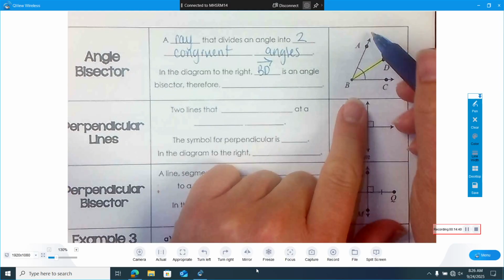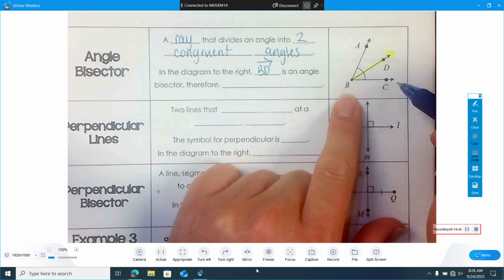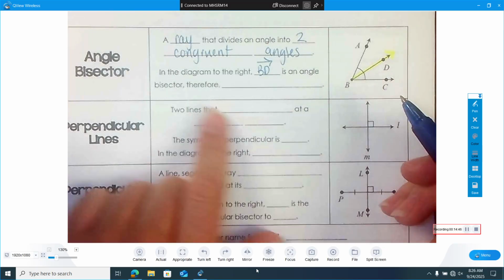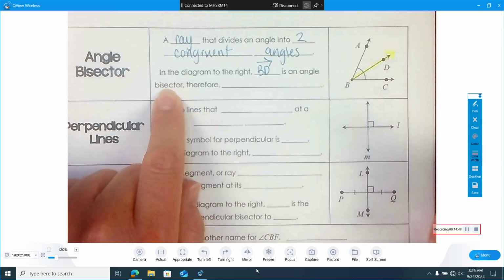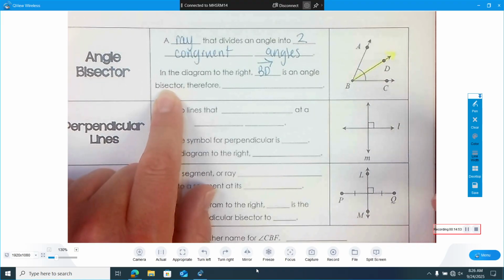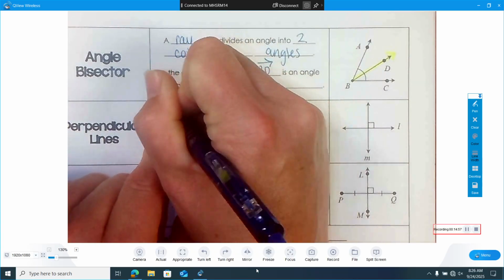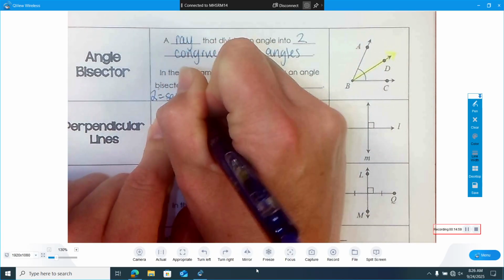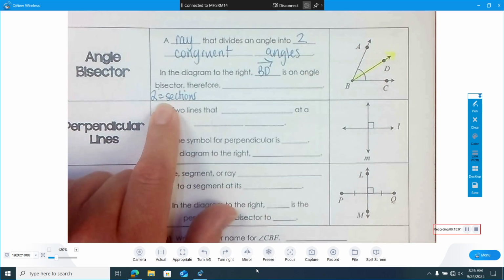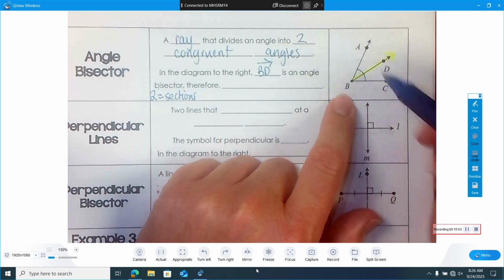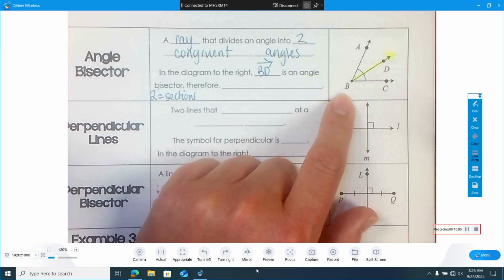And what it's doing is it's taking the whole angle, angle ABC, and it is bisecting it. What does bisecting it mean? Like going right through the middle, bisect. Bi means 2, and equal sections. All right, 2 equal sections. So does it look like BD is cutting the big angle into 2 equal pieces?